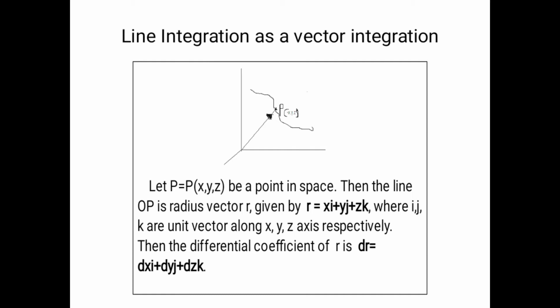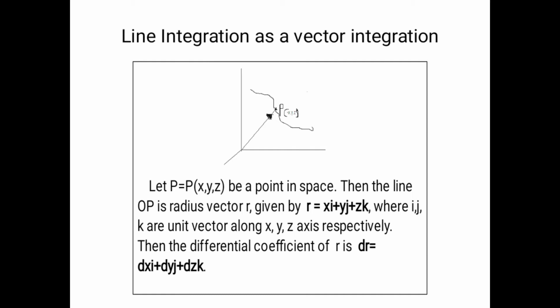If you take a cross b, it is a vector perpendicular to both a and b. So when you take integration of a dot b, it is also a vector integration, but here the integrand a dot b is a scalar function. If you take integration of a cross b, here the integrand is a vector and it can be integrated.